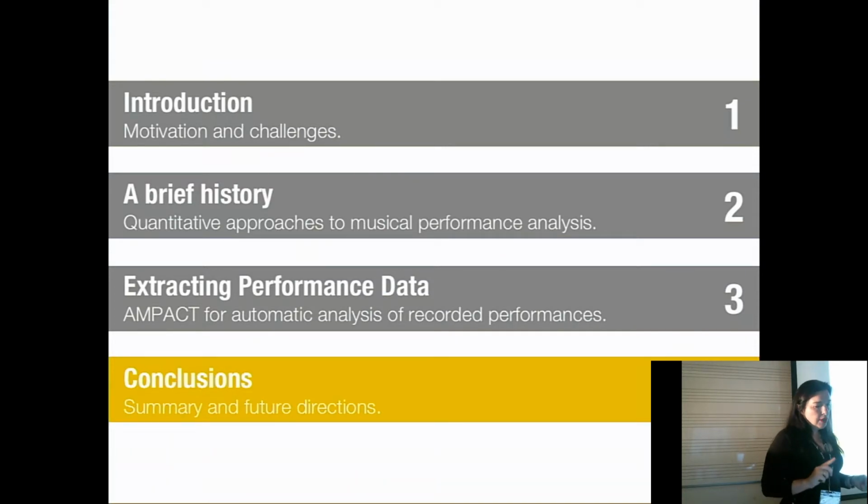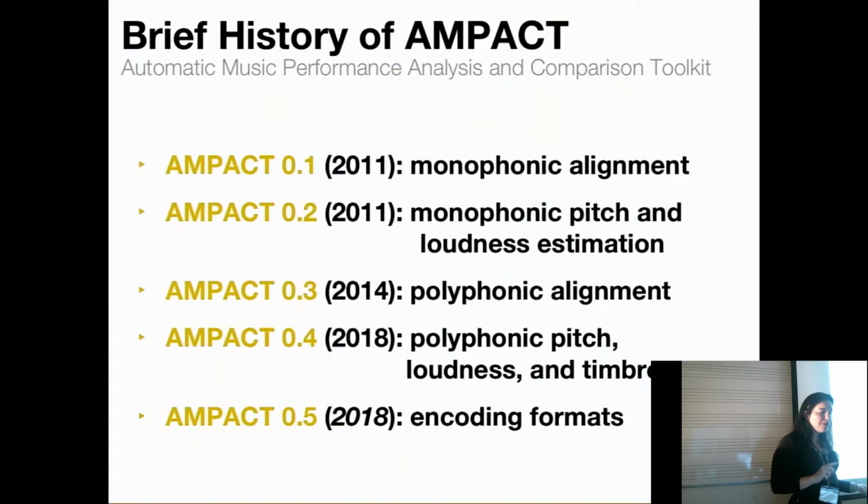So now, at the conclusion, I'm actually moving along quite quickly, so hopefully we have some questions to fill up the rest of the time. To summarize, these have been the five main stages: the monophonic alignment, extracting information from monophonic audio, and then from polyphonic audio as well, in these encoding formats.